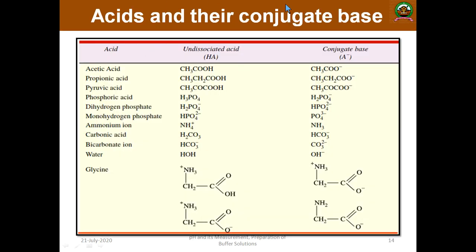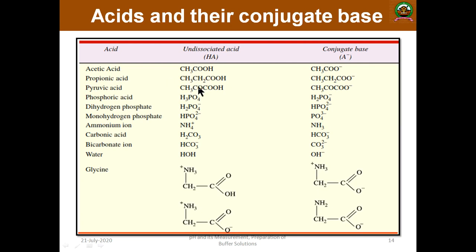Then here you can see examples of a buffer. For example, acetic acid. I told you, a buffer means a weak acid and its conjugate base. Acetic acid is a buffer. If I want to tell you about an acetic acid buffer, it should have undissociated acetic acid and the dissociated conjugate base, CH3COOH and CH3COO minus.